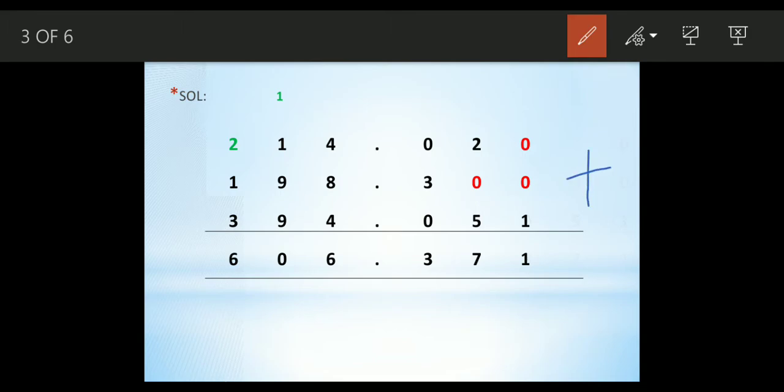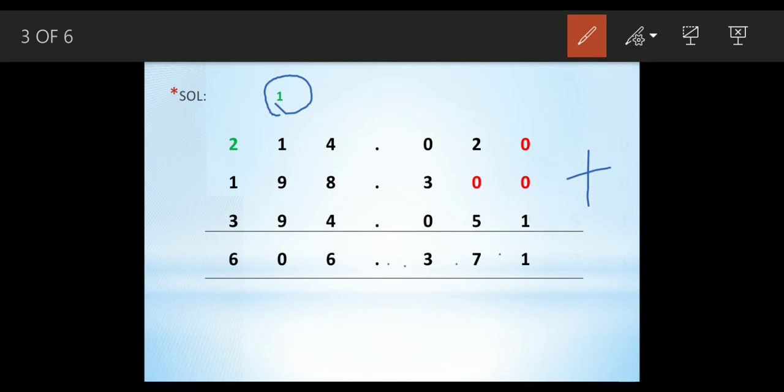Normal addition: 0 plus 1 is 1, 5 plus 2 is 7, 3 plus 0 is 3. Then the point is there, so that's what I said, the point should be kept in the place where it should be kept. Then 8 plus 4 plus 4. So what is the answer? 16. So I have written 6 here and 1 as a carryover. I have written it in a different color to make sure it is clear that it is a carryover.